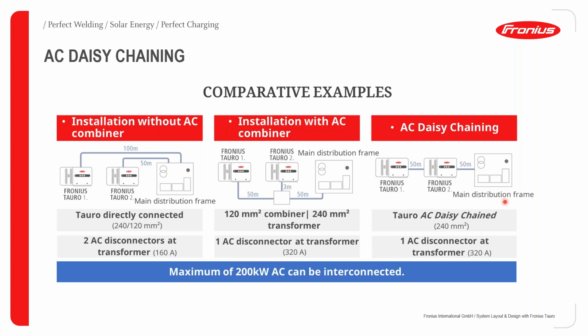So if you compare the three together, you can see with the AC-DC chaining, you're really making the greatest saving possible. Because with the AC-DC chaining, there's no need for a combiner. So there's no need for that AC combiner, okay? And now you're only running 50 meters cabling, compared to here, we had an extra 3 meter cabling as well. And also compared to the first example, there's now no longer a need for 100 meter cable. Okay, we've cut that in half by using a 50 meter cable.